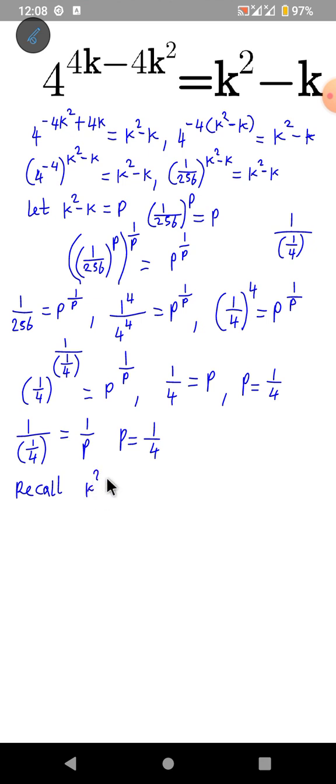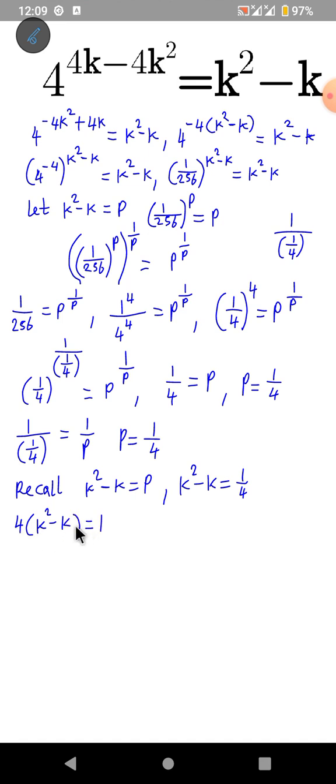k square minus k equal to p. Then we continue now. We know that p is 1 over 4. So I'm going to write k square minus k is equal to p, which is 1 over 4. So we say 1 over 4. The next step now, I'm going to cross multiply. So now here will become 4 bracket k square minus k equal to 1.